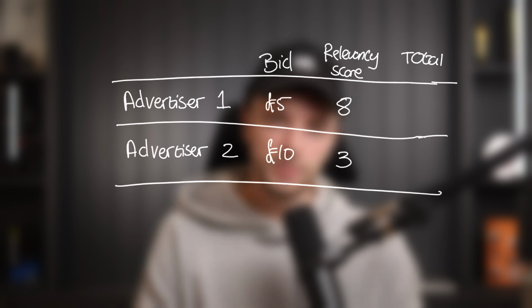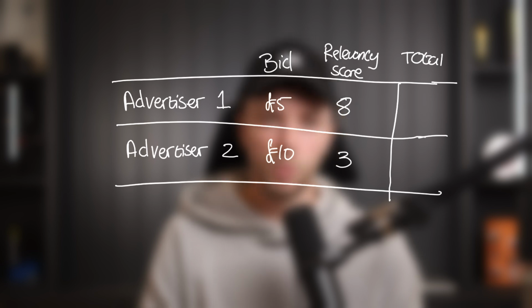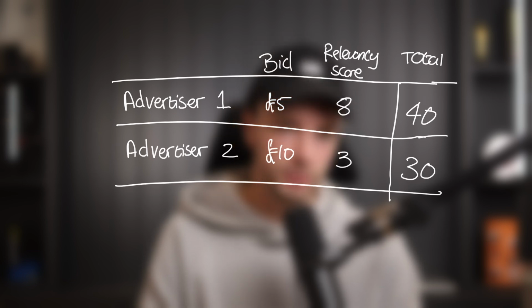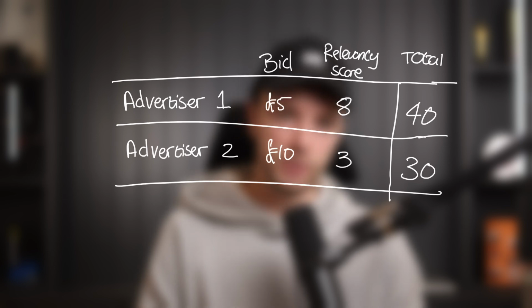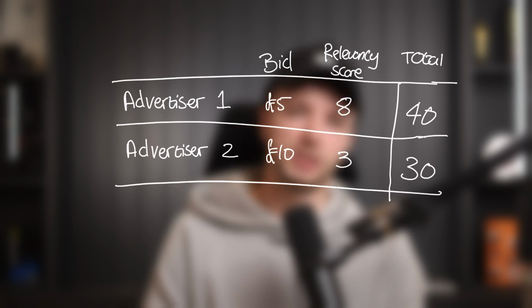The next stage is simple. The total scores of these 2 are calculated by multiplying them together, and the winner is simply the one with the largest number. The total was 40 for person 1 and 30 for person 2. So person 1, even though they bid less, won due to the higher relevancy score, and then how that bleeds into the auction dynamic. So how much does this person pay?